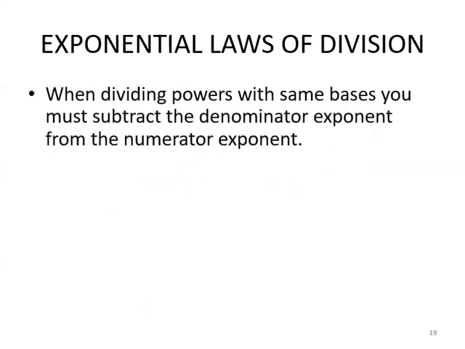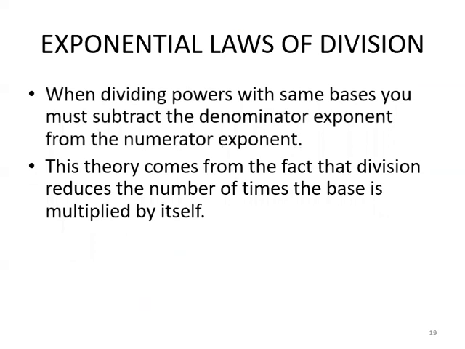Then I'm going to move to exponential laws of division. When dividing powers with same bases, you must subtract the denominator exponent from the numerator exponent. This theory comes from the fact that division reduces the number of times the base is multiplied by itself. For instance, if I've got 4 to the exponent of 3 divided by 4, I end up having 16. And you will note that 4 to the exponent of 3 has now been reduced to only 4 to the exponent of 2.